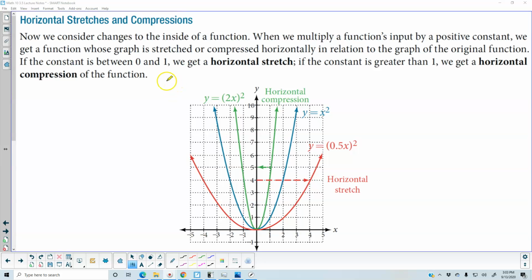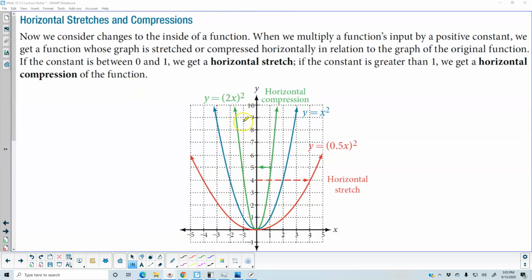If the constant is between 0 and 1, we get a horizontal stretch, meaning that if it's a fraction or a decimal that's in between 0 and 1. Now, if the constant is greater than 1, we get a horizontal compression of the function.